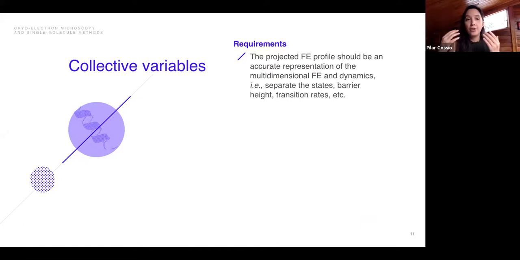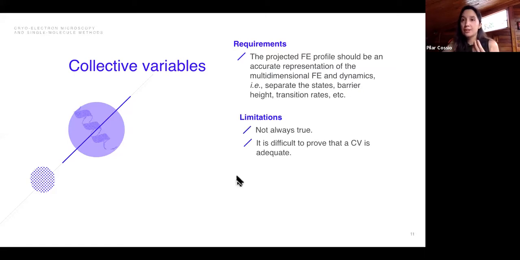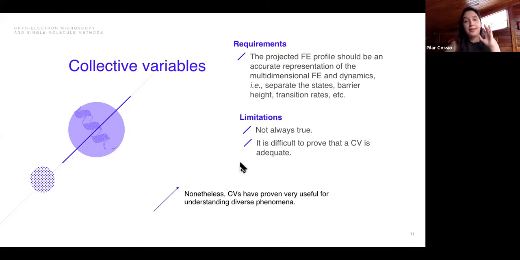What does this mean? This means that for a collective variable to be good, you should be able to separate the wells, to separate the metastable states, identify these metastable conformations, but also identify where the transition state is, and identify, for example, the activation barrier height. And all of this should be an accurate representation of the multidimensional free energy surface. However, one of the limitations of collective variables is that this is not always true. Not all collective variables are good, and it's actually difficult to prove that your collective variable is indeed adequate. Nonetheless, collective variables have proven very useful for understanding diverse phenomena, from soft matter physics to, for example, nucleation, to protein folding problems. They have been used a lot.